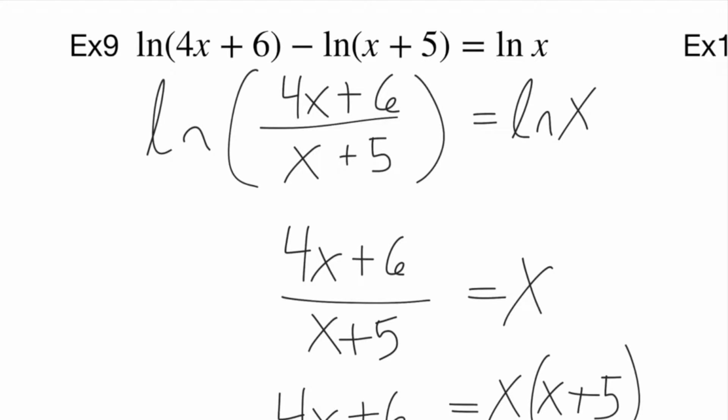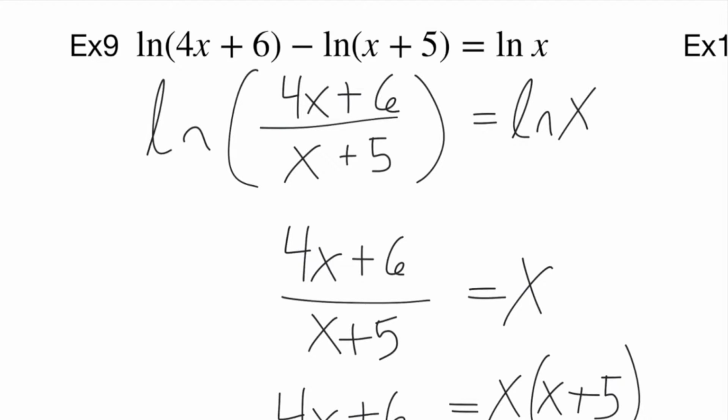Example 9, we've got all of these logs. Wow, look at all, there's a ton of logs. Why don't we combine these two together, because I see subtraction in between the two natural logs, and so therefore that becomes division. And so the natural log of all this is equal to the natural log of all this. Well, if you're going to take two natural logs of something and let them be equal, then the originals inside must be the same.